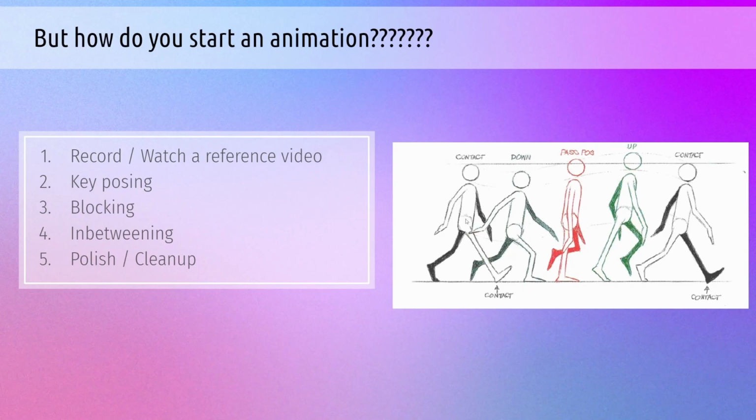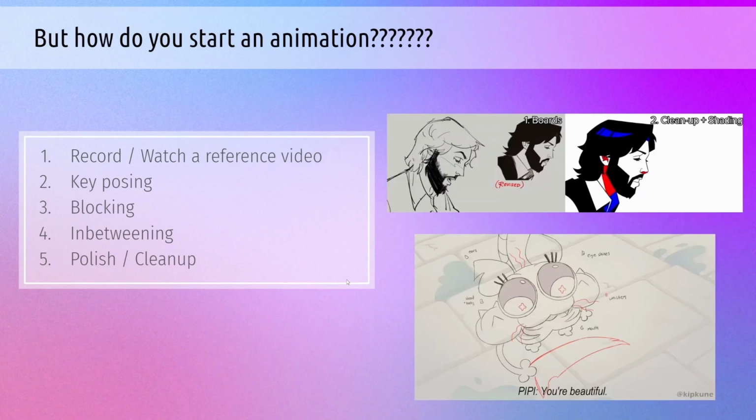So we need to have the normal, the contact, the down, the pass, the up, the contact, and so forth. But once you finish with key posing, then there's blocking. These two can be interchangeable depending on what you're doing. There's a lot of depending ons here, but that's just how animation is sometimes. But in blocking, this is where you're also kind of in-betweening.